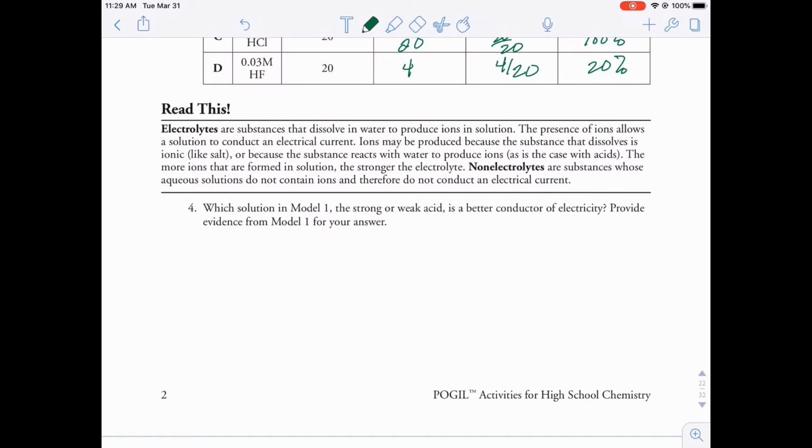And that's what this next definition says. The presence of ions allows a solution to conduct an electrical current. Ions may be produced because the substance that dissolves is ionic, or because the substance reacts with the water to produce ions. The more ions that are formed in solution, the stronger the electrolyte. Non-electrolytes are substances whose aqueous solutions do not contain ions and therefore do not conduct an electrical current.